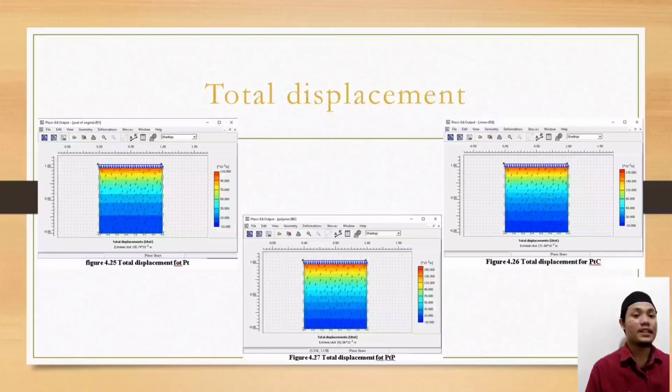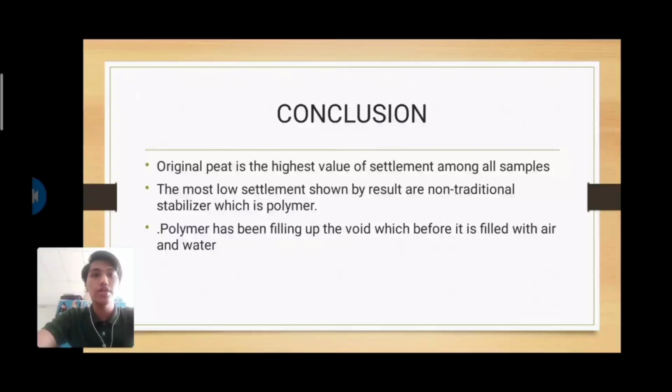This shows the settlement displacement, the total displacement is very high for cement. After that, the polymer, and lastly the original peat. As a conclusion, by the result, original peat has the highest value of settlement among all samples. This is because the original sample does not have any additive or stabilizer in it to stabilize its property, to make it stronger and less void. And the lowest settlement shown by the result is from the non-traditional stabilizer, which is polymer. Polymer has filled up the voids which before were filled with air and water.